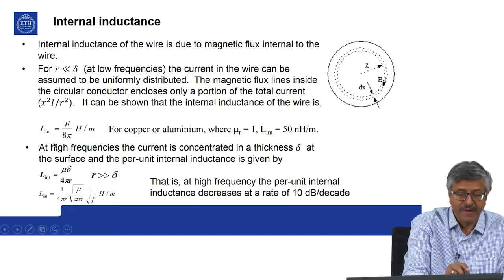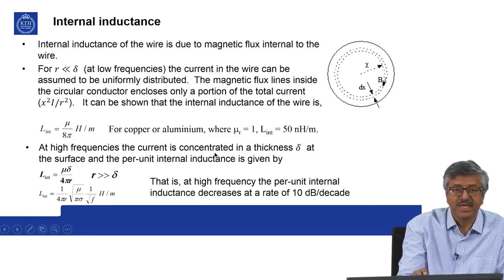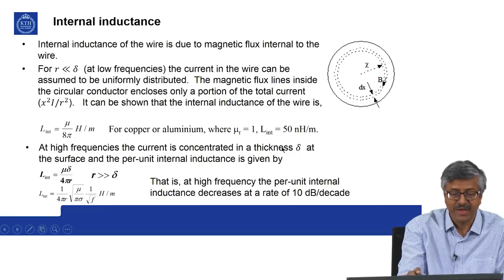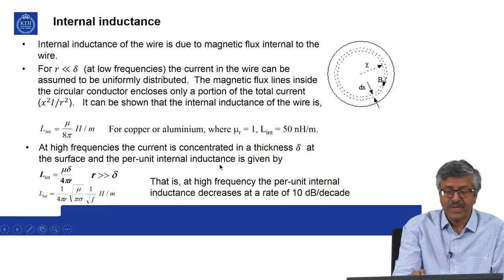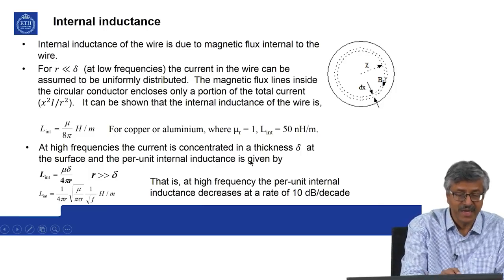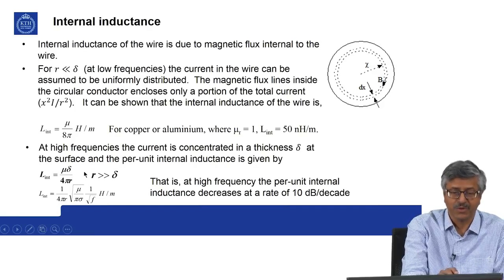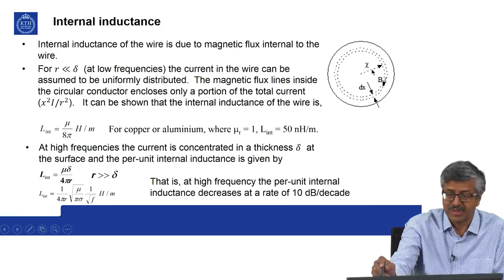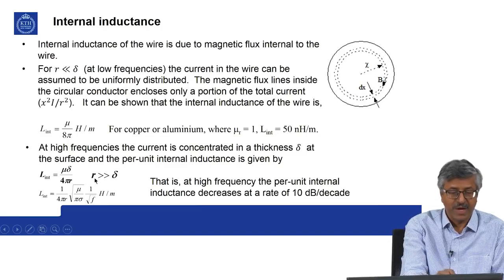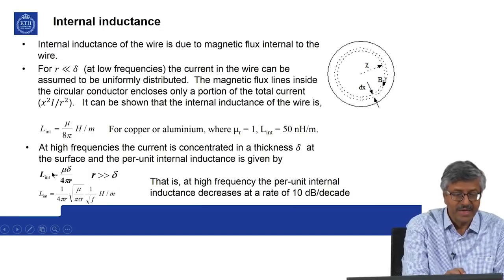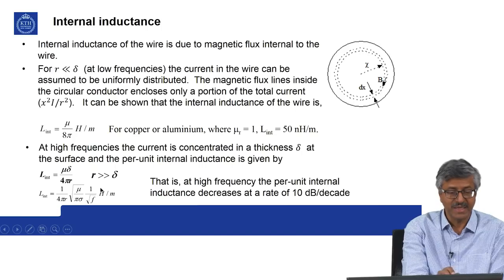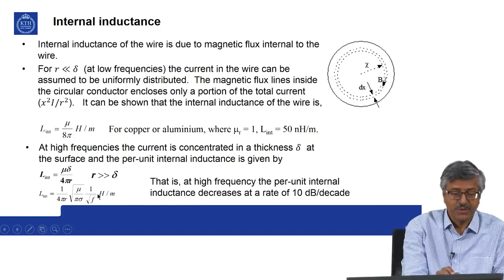Now, this we have seen. So, we get mu by 8 pi if you do the integration, and at high frequencies the current is concentrated in a thickness of delta at the surface, and the per unit length inductance is given by L internal equals mu delta by 4 pi r. This also you can set up from this figure, and integrating with appropriate limits you will get this value for r far greater than delta. So, writing out delta explicitly, you see that it is reducing in proportion to the root of frequency.